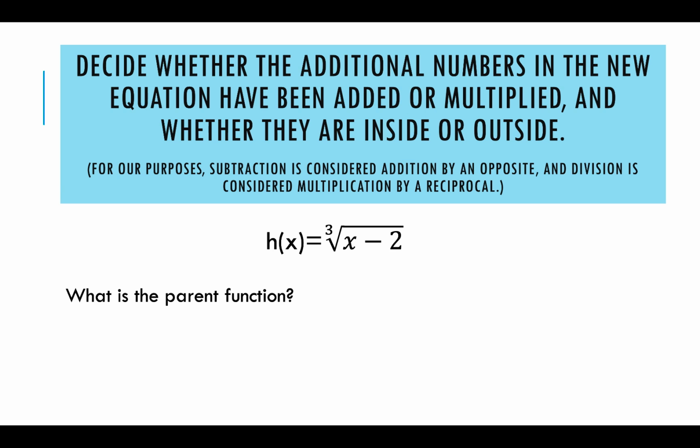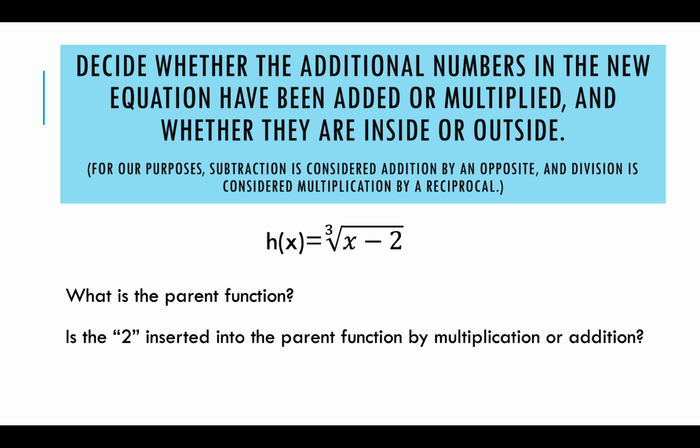So for this function, hopefully it's clear to you that y equals cube root of x would be the parent function. And then that 2 in this problem, is it inserted by multiplication or is it inserted by addition? I don't want 4 categories, I want 2 categories because that makes it much easier to work with. So you'll notice up here I've commented, and I'm considering subtraction to be addition by an opposite, and I'm considering division to be multiplication by a reciprocal. That way I only have 2 categories to worry about. So while you see a subtraction sign, I'm really going to think of it as addition.